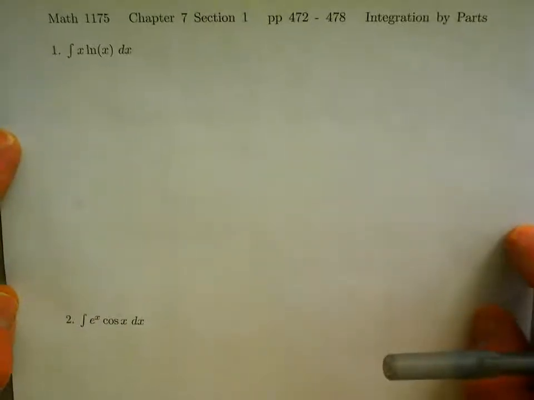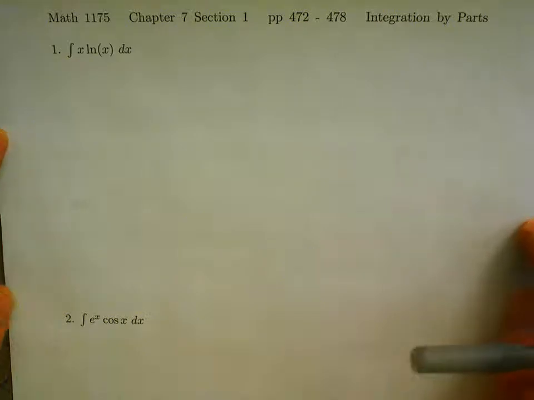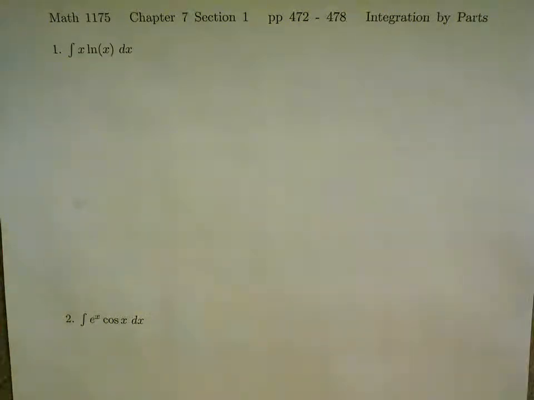So here's the first one. The indefinite integral of x times the natural log of x dx. We have a product of two functions. And so we want to think of one of those functions as a function whose derivative is a little bit easier, and we want to assign the other function to be a function that we can easily find an antiderivative of.